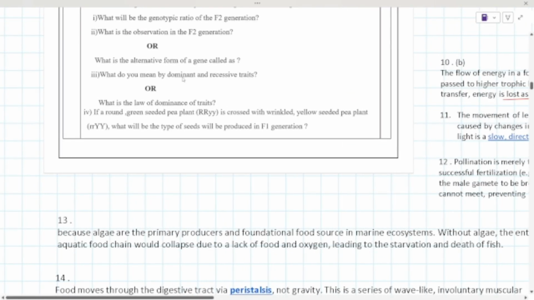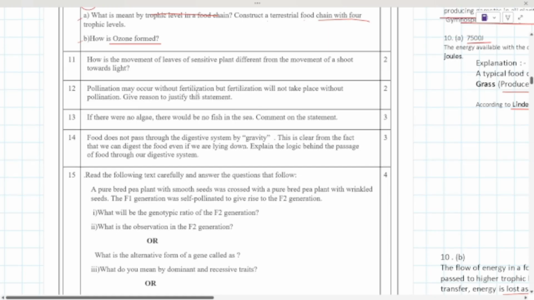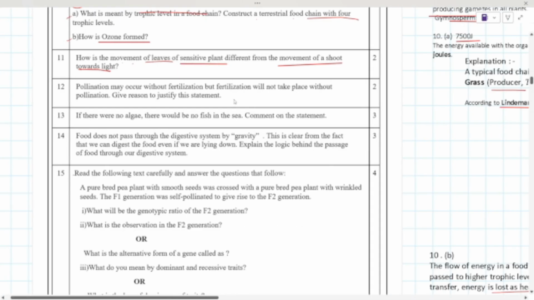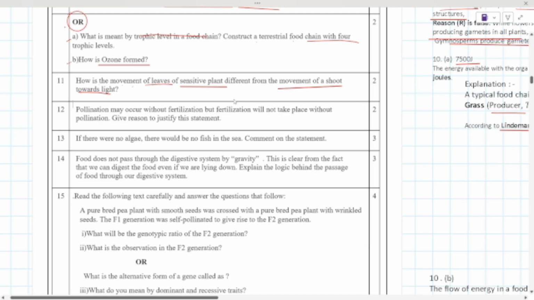Is it clear, or any doubt? Now let's see the next question. How does the movement of leaves of a sensitive plant differ from the movement of a shoot towards light? Let's see, first try to explain. Try. Can you explain it?